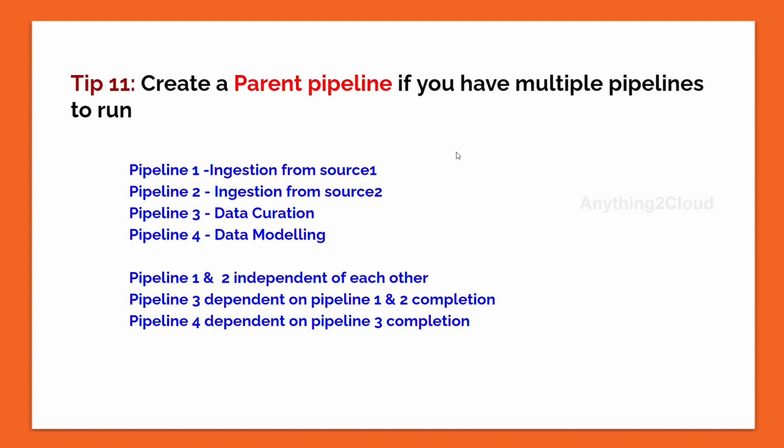If you have such scenarios, how do we define the pipelines? To define this, we can define a parent pipeline, and in the parent pipeline we run pipelines 1 and 2 in parallel. Once both complete successfully, you trigger pipeline 3, and once pipeline 3 is completed, you can run pipeline 4. In that way, we can set up this dependency for these 4 pipelines.